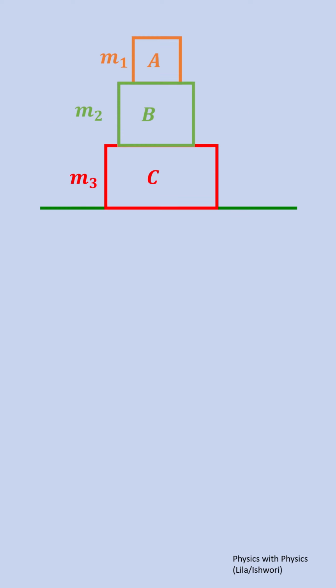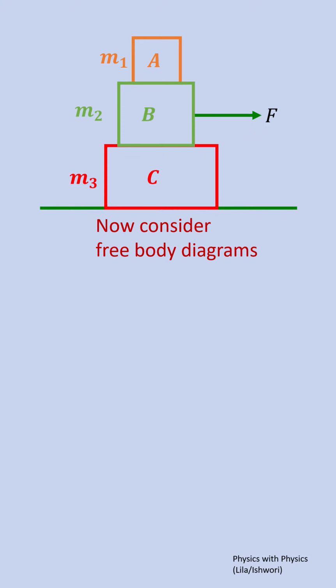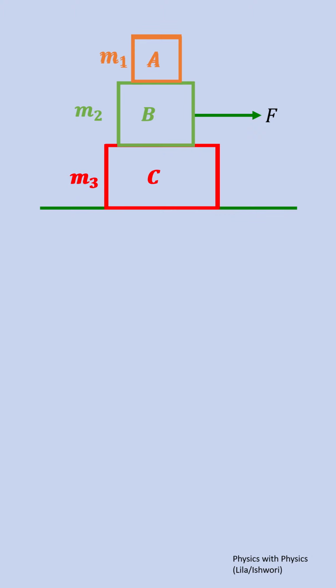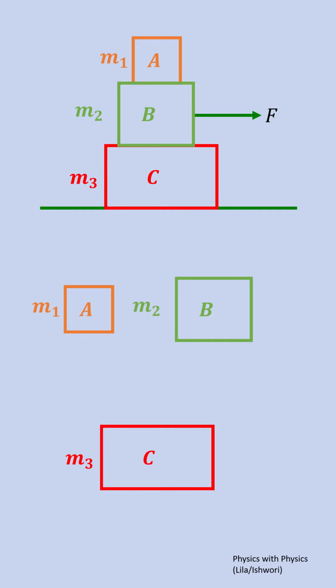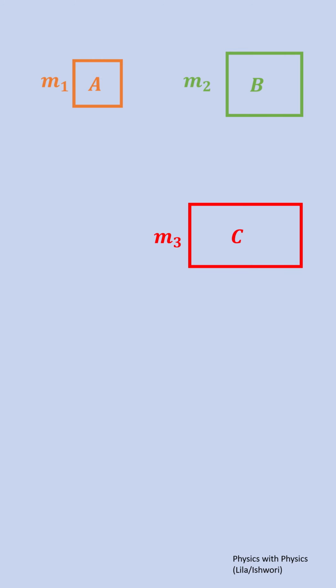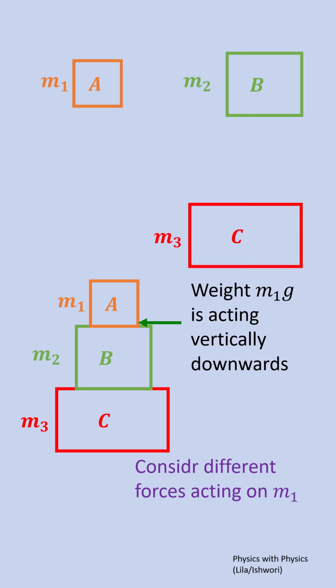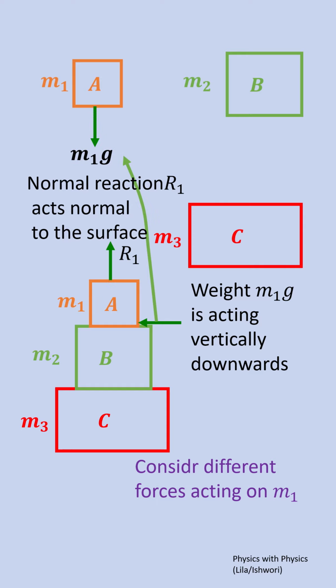Three masses M3, M2, and M1 are kept as shown. The force F is applied on mass M2. This is a frictionless, smooth surface; all the surfaces are smooth. Now consider free body diagrams for M1, M2, and M3. Consider the different forces acting on M1. Weight M1G is acting vertically downward, and normal reaction acts vertically upward.